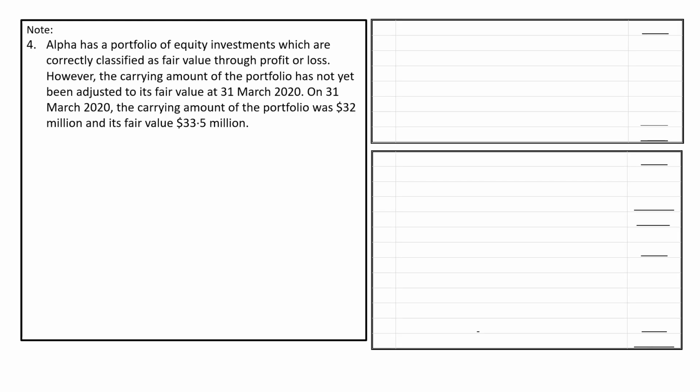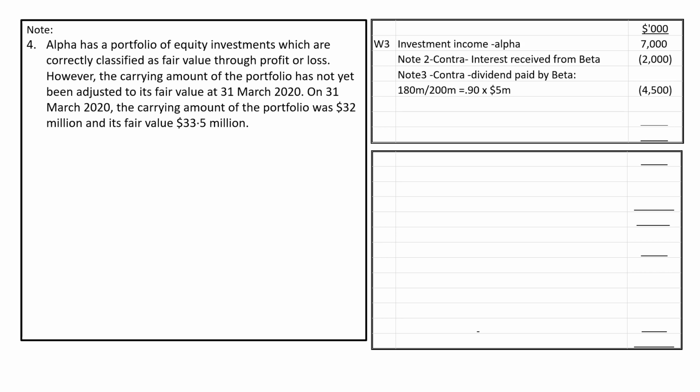Look at adjustment 4. Alpha has a portfolio of equity investments which are correctly classified as fair value through profit and loss. However, the carrying amount of the portfolio has not yet been adjusted to its fair value at 31st of March 2020. On 31st of March 2020, the carrying amount of the portfolio was 32 million and its fair value was 33.5 million. So we have to increase the portfolio valuation by 1.5 million.